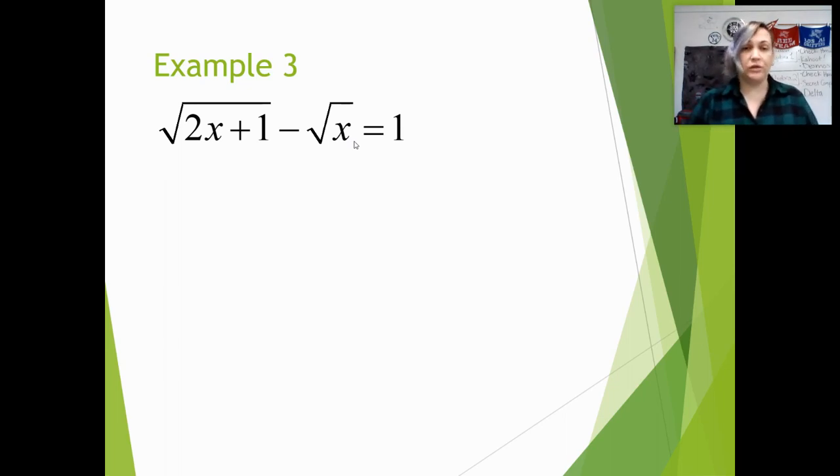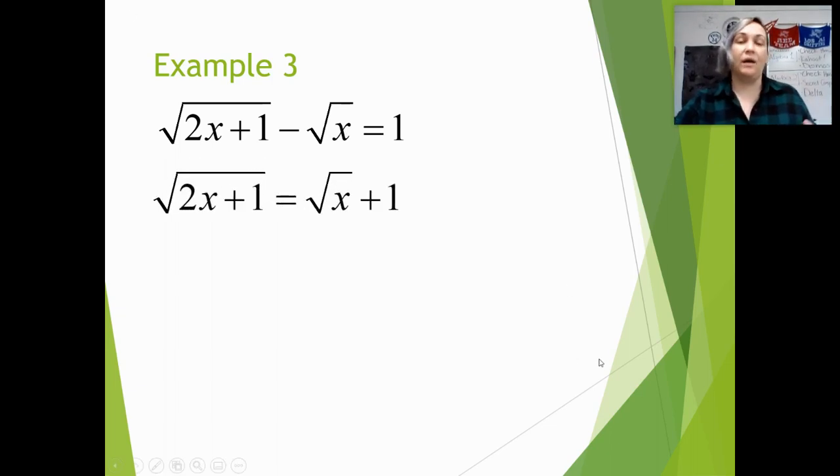So what we're going to do in this problem is keep the complicated radical, the square root of 2x plus 1, all by itself, and move the simple radical, the square root of x, to the other side. So we end up having an adding problem on both sides of our equal sign, but one of them is completely enclosed in a radical and the other one is not. Notice on the right-hand side that the square root of x is under the radical, but the plus 1 is not. That's going to be important for our next step.